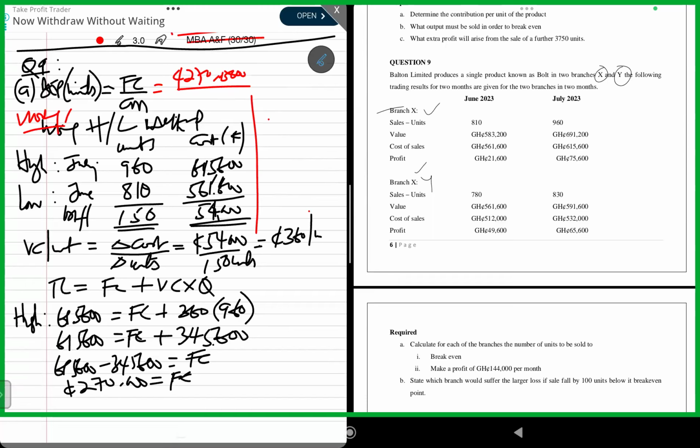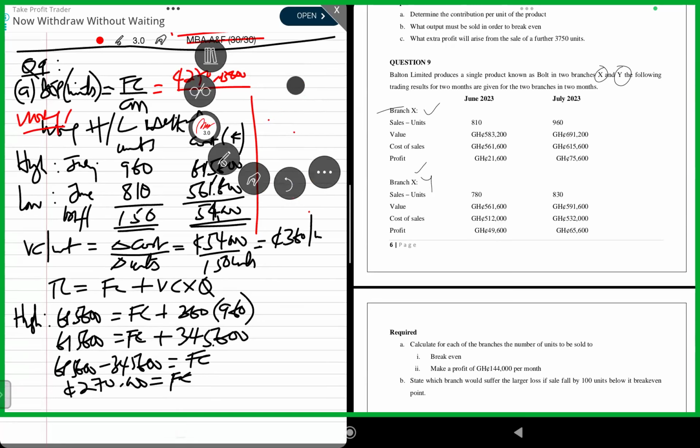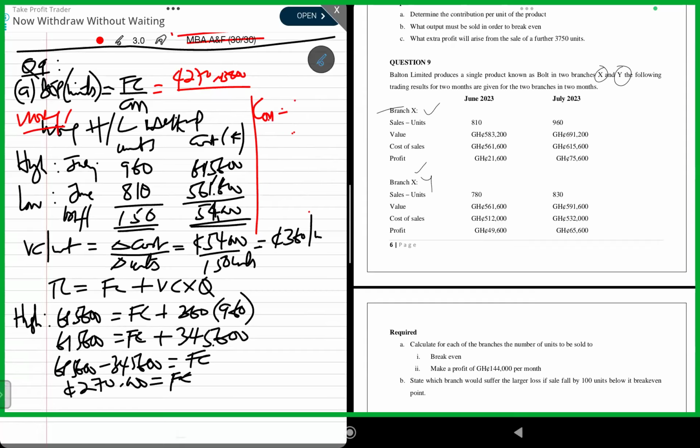Contribution margin is very simple. We have sales. So watch. How do we find contribution? Just like what we did earlier. It's equal to the sales minus the what? Variable cost. Is that correct? Variable cost. Yes. So contribution equals sales minus the variable cost.